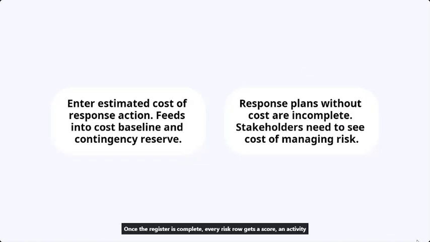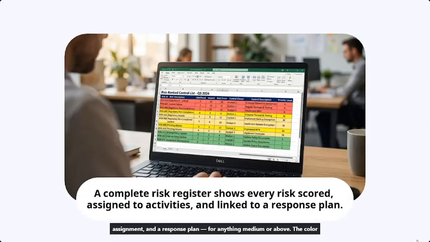Once the register is complete, every risk row gets a score, an activity assignment, and a response plan for anything medium or above. The color coding lets you and stakeholders see at a glance where the schedule is most exposed. This is the document you bring to a risk review meeting. It's proof your schedule was built with professional rigor.